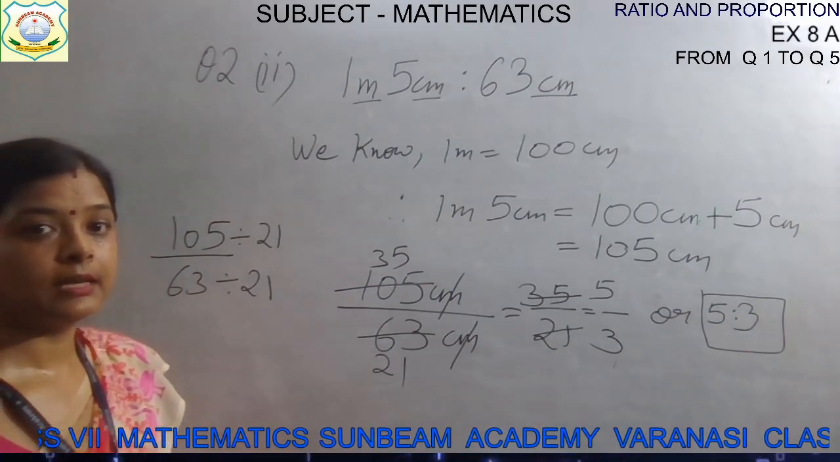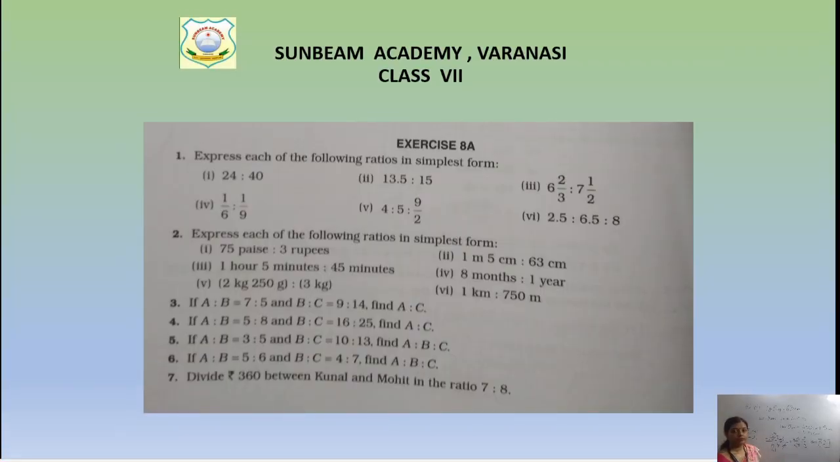Now children, the next part, question number 2, fourth part. It is 8 months and 1 year. 8 months is to 1 year. Let me write it. You also write down in your notebook. Question number 2, fourth part. Some value is in month and the other value is in year. They are asking what is the simplest form of this number. 8 months is to 1 year, children.